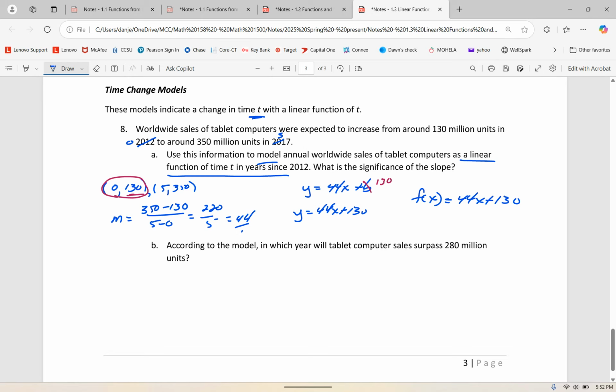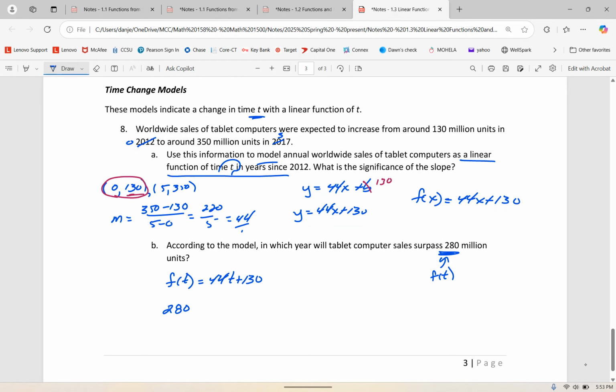In what year will I expect the computer sales, or the tablet computer sales, to surpass 280 million? Now notice this is different than what we talked about before. Instead of saying if x is, now I should be using t's since we're talking time. So let me go ahead and for this one change these to t's, where t is the number of years since 2012. I'm not saying in the year 2020, where t is 8, what are the sales I expect? Well, we're saying in what year would I expect sales to pass 280 million? So it's f of t that equals 280.